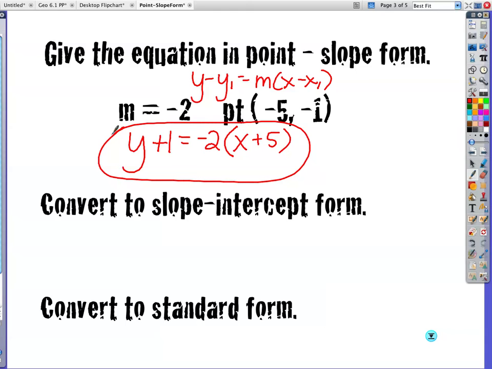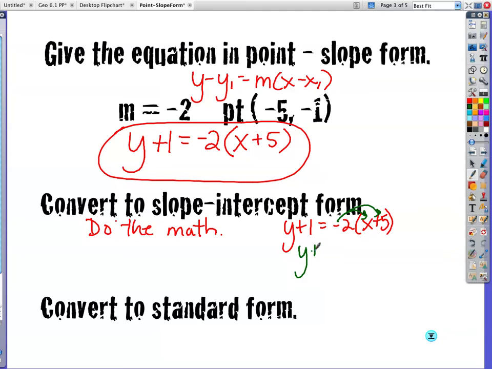Now, on your worksheet, and this is where things got a little interesting, you have to convert it to slope-intercept form. And this is where I say do the math. Slope-intercept. So to do the math, let me rewrite it here quick. You're just going to distribute negative 2 times everything in the parentheses.